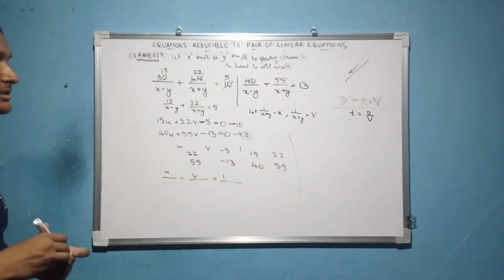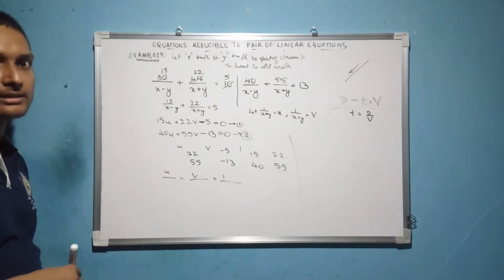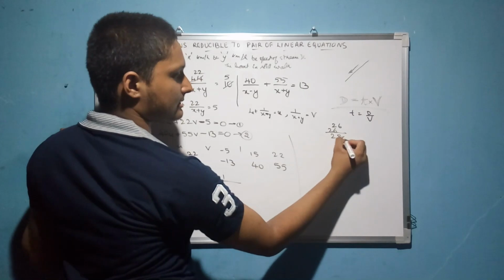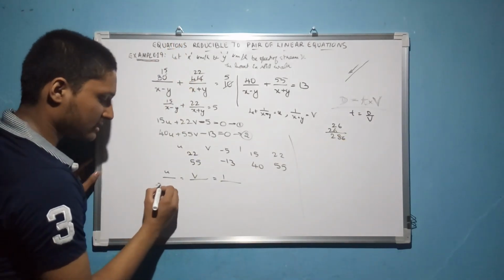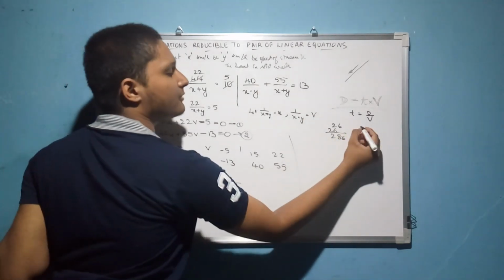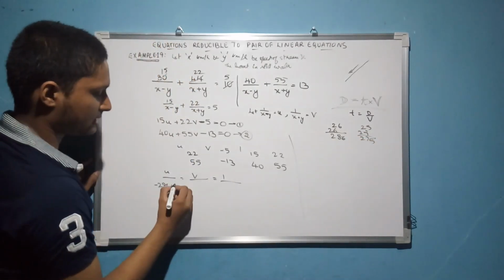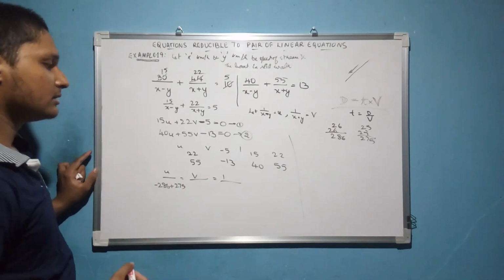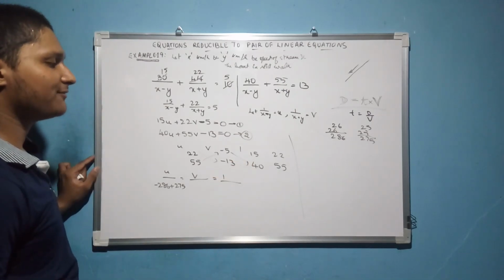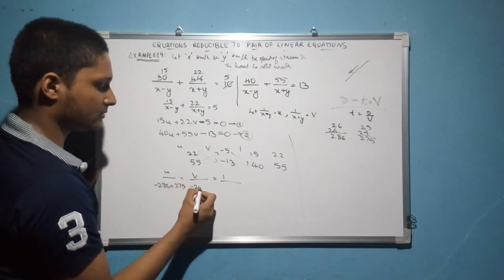Now we have 22 into minus 13. 22 into 13 is 286. So I'm getting minus 286. Minus of minus is plus, 55 into 5. 55 into 5 is 275. Plus 275 is what I want to get. The next one is minus 5 into 40. 5 fours are 20, so it becomes minus 200.